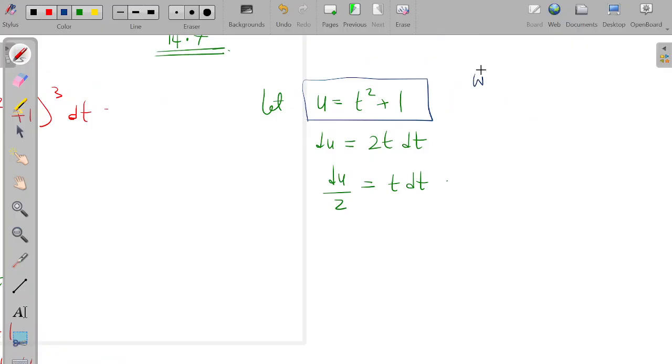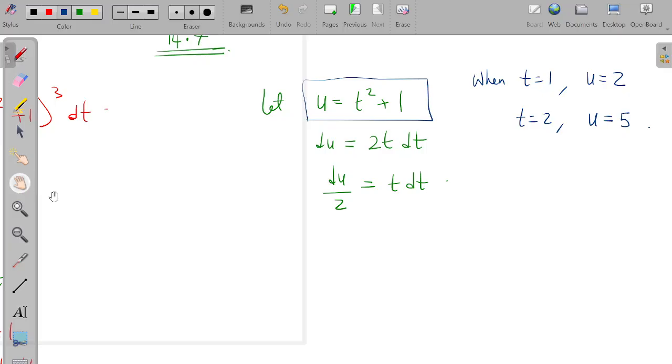So when t equals 1, what will be u? U will become 2, you put t squared plus 1. Okay. When t is 2, what will be u? U will become 5.